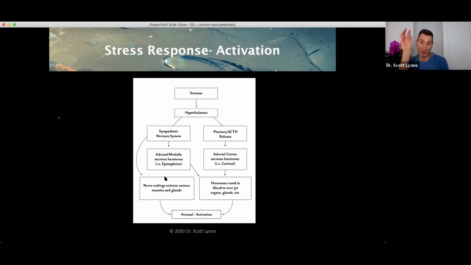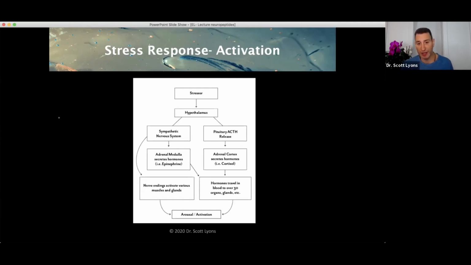So the stressor comes in through the sensory portals into the hypothalamus, which is in the middle of your brain. And then it starts to create a cascade of response so that we can become more ready to respond. There are two main tracks we'll be looking at. On the left side is the nervous system track, and on the right side is the endocrine system track.